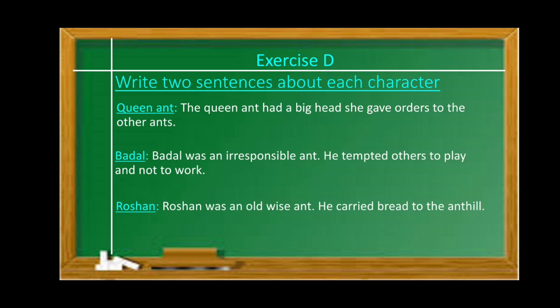Our third character is Roshan. Roshan was an old wise ant. He carried bread to the anthill. If you want to make sentences on your own, you can also make any of them.